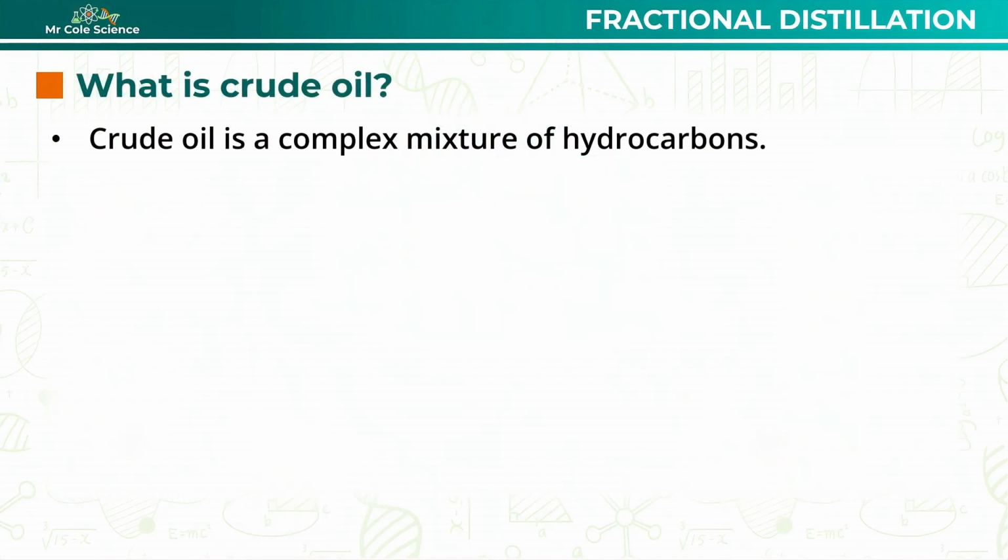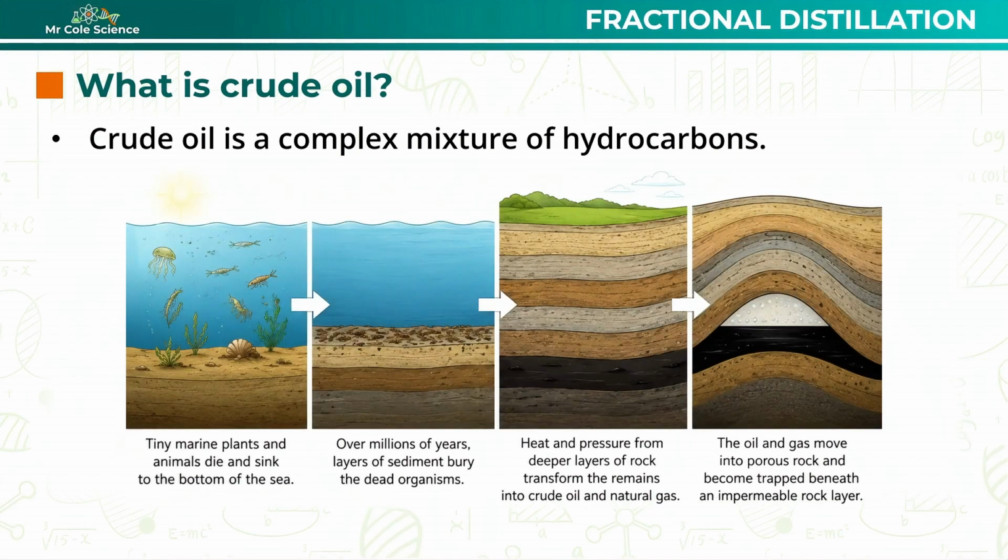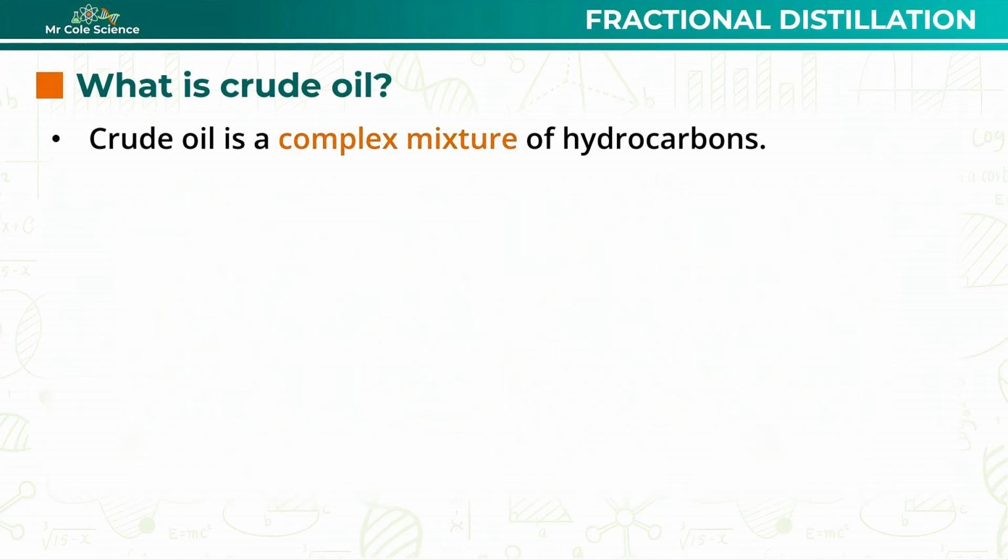Crude oil is a naturally occurring complex mixture of hydrocarbons found deep beneath the Earth's surface. It formed millions of years ago from the remains of tiny marine organisms that were buried under layers of sediment and subjected to high temperatures and pressures over an incredibly long period of time. Now, for A-level chemistry, you don't need to know the details of how crude oil is formed. What's much more important is understanding that crude oil is a complex mixture.